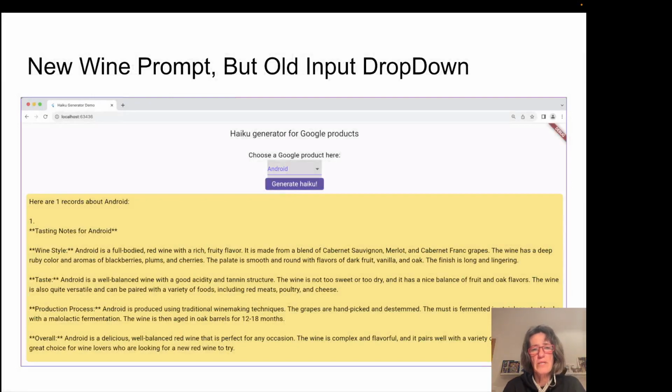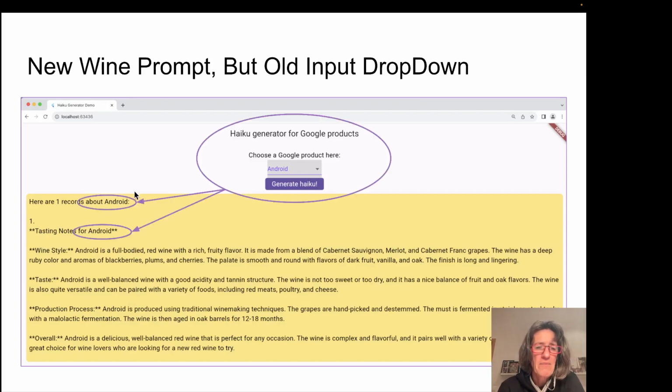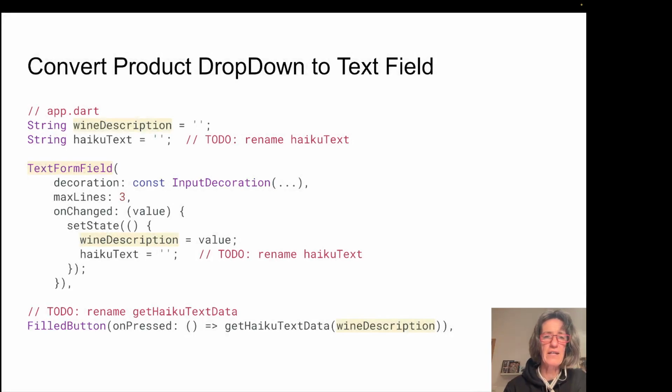So what we have at this point is, it still says haiku generator. You can choose one of the Google products, but then it actually sends the prompt to the model asking about wine tasting notes. At this point it doesn't make a lot of sense. It's now asking for tasting notes about the wine Android, so that still needs to be improved. But you actually get something that looks already like tasting notes. Again, a bit lopsided because the product is still wrong, the wine is still wrong. So let's fix that last part.